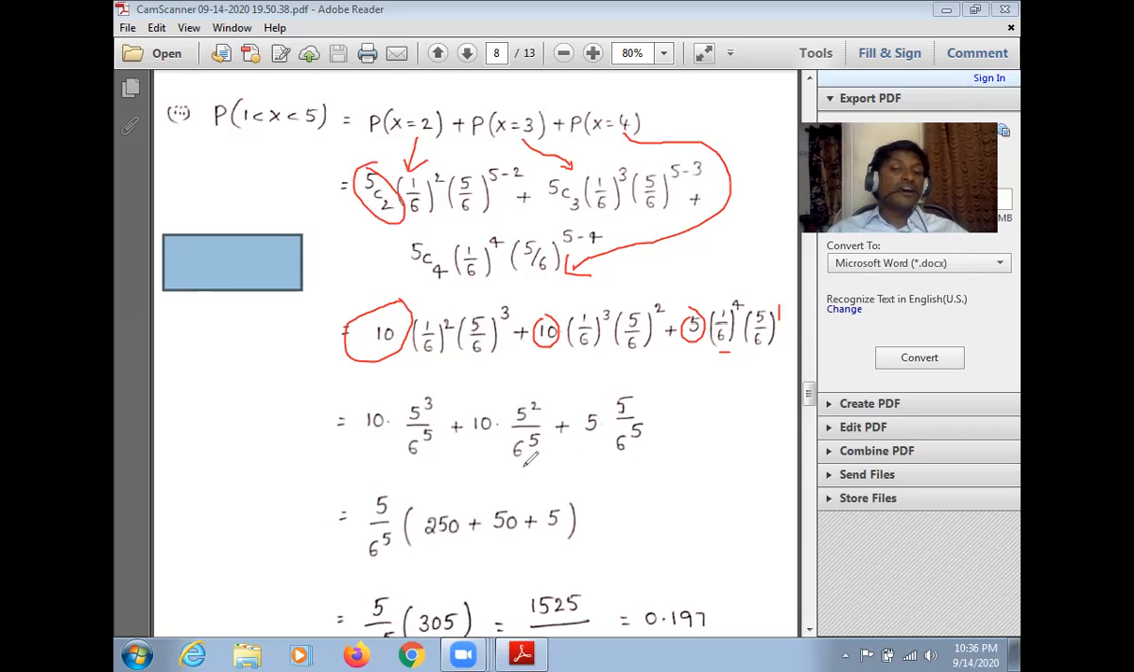Next, in the same way, here is 6 power 5, 6 power 5. In each and every term, what do we have as the common one? 5 by 6 power 5 is the common one. After taking the common one, we got 250 plus 50 plus 5. So 305 into 5 by 6 power 5. So by simplifying that, we got here 0.197. So this is p of 1 less than x less than 3. Okay, so got it that one.